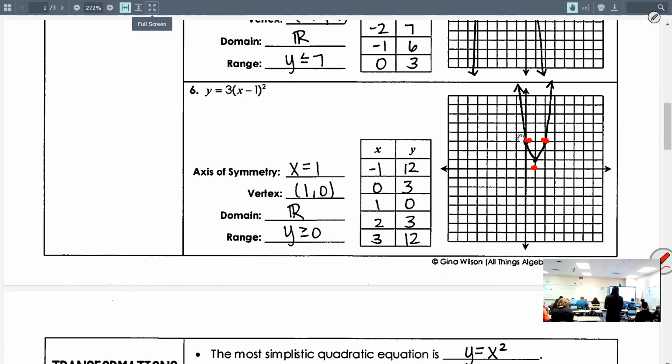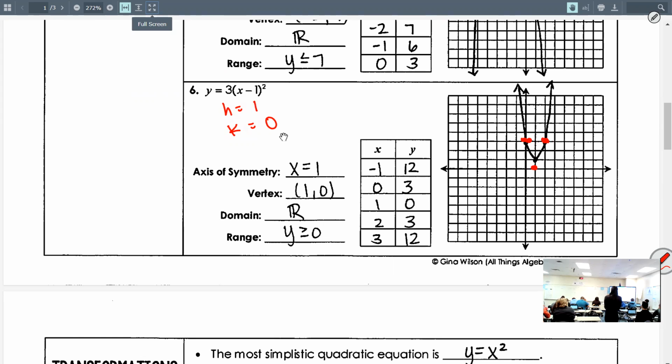Let's go through it. The axis of symmetry is x equals h, and we said that h equals a plus 1. So x equals a plus 1. For the vertex, we said that k is 0, so put it together: (1, 0), which is (h, k).